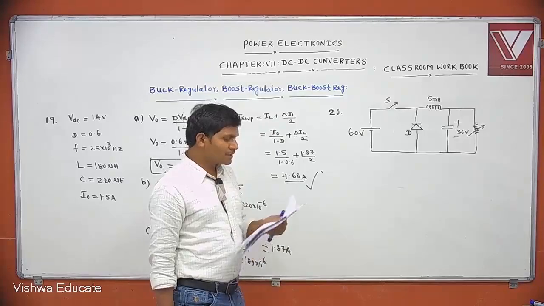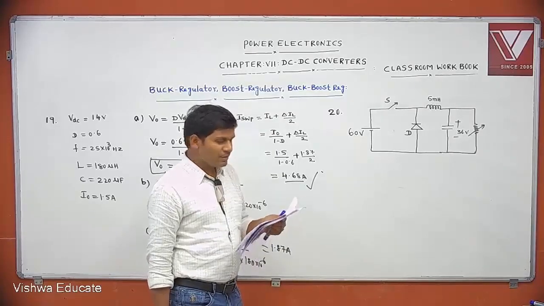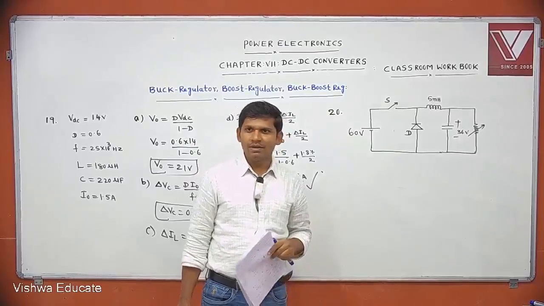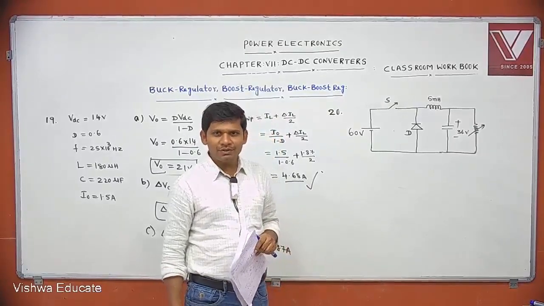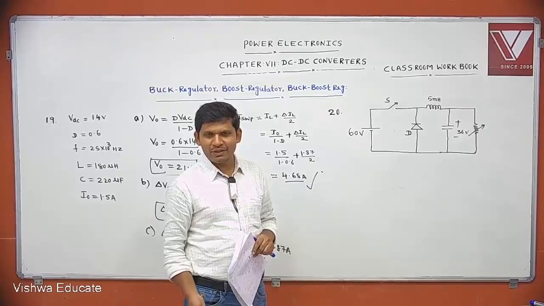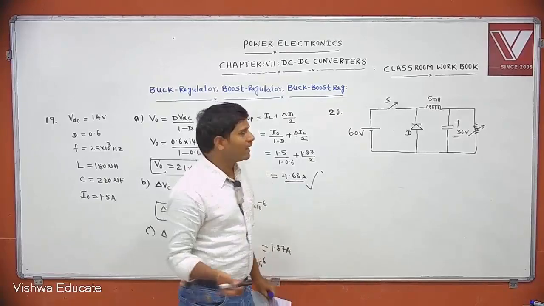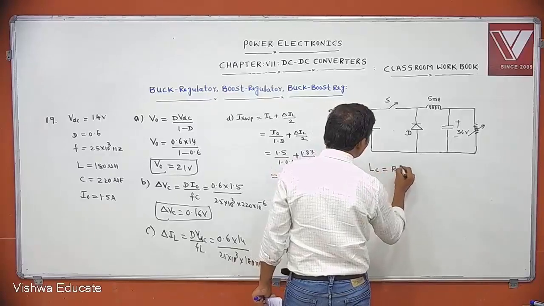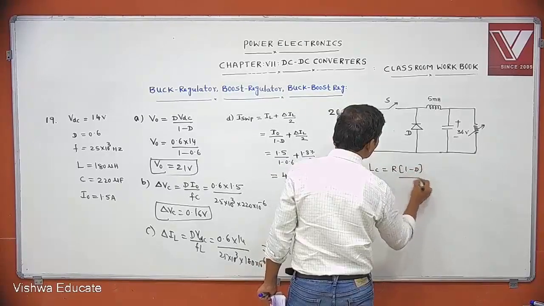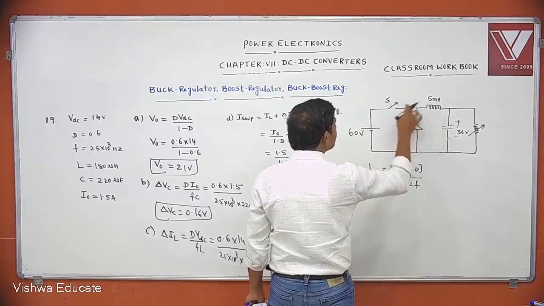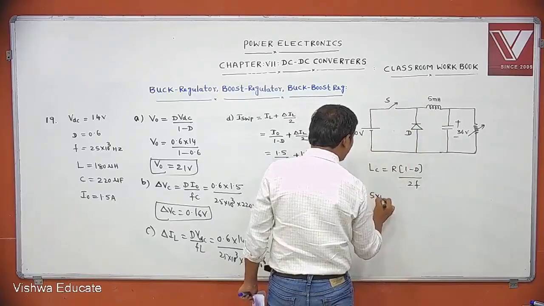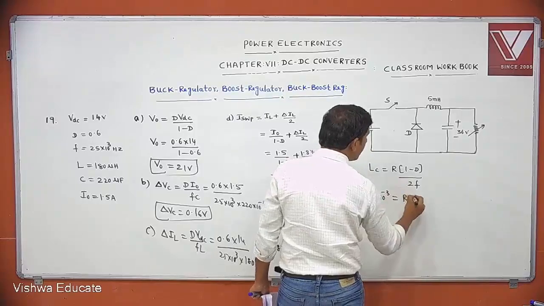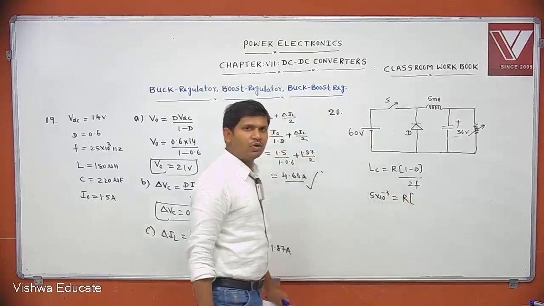Then the question asks to make the inductor current just continuous. Then you find the resistance. The value of inductance at which the current is just continuous is called the critical inductance. We know the critical inductance LC equals R into (1 minus D) by 2F. Take this inductance as the critical inductance, 5 into 10 power minus 3. Corresponding to this you want to find the resistance.